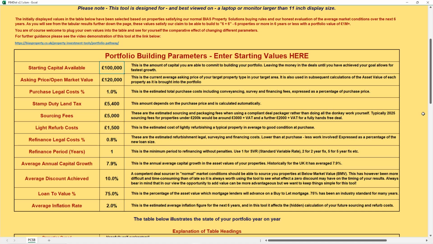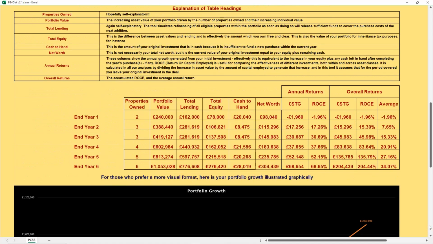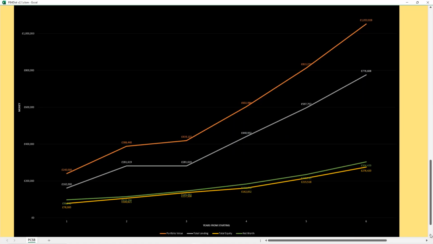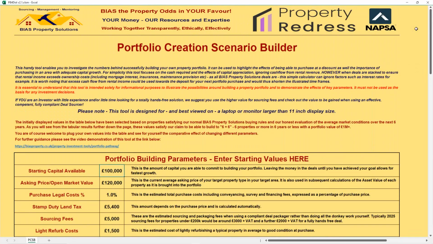Now this tool just looks at the first 6 years, because what we're saying is it should be possible, starting with a minimum of £100,000, for an investor investing wisely in the right place, in the right properties, to be able to build a portfolio of at least 6 properties, with an asset value of over £1 million by the end of year 6. And the values in the table are also shown graphically for those of you who prefer the information in that format. A few things to bear in mind.